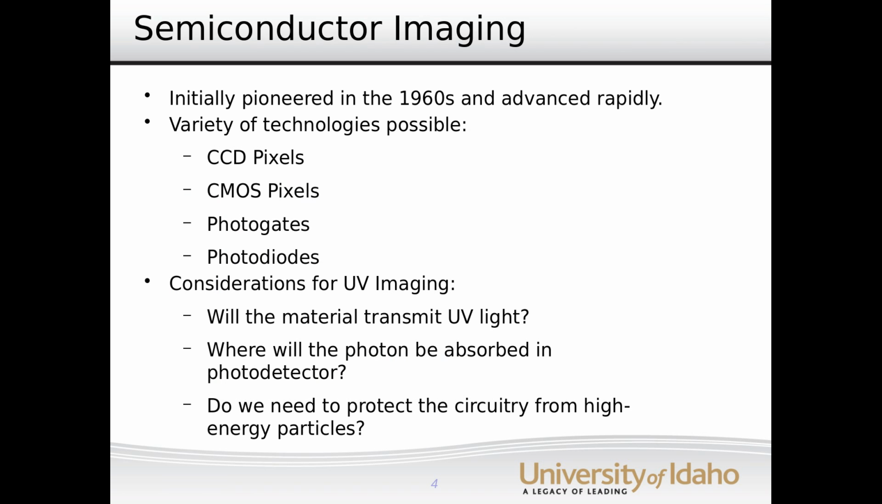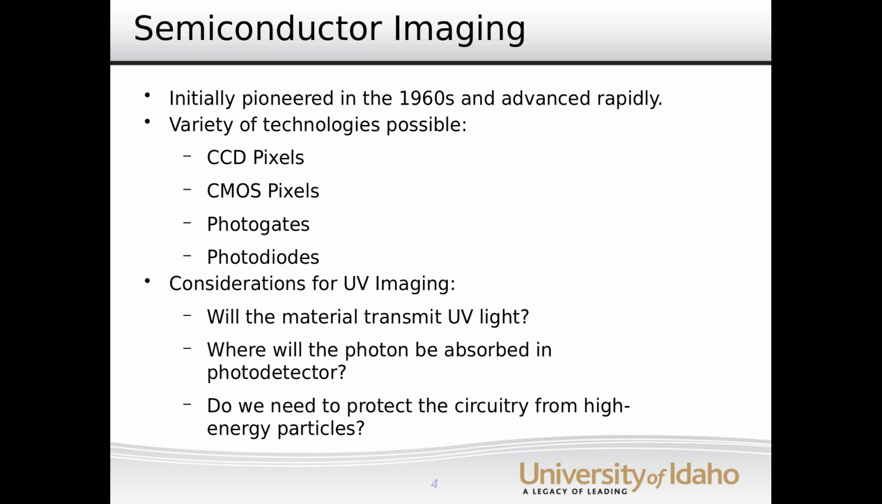In semiconductor imaging, as we should know from the class, it was initially pioneered in the 1960s and advanced fairly rapidly from there. There's a variety of technologies possible: CCD pixels, CMOS pixels, using photogates and photodiodes, and a variety of photodiodes. When we're taking a look at semiconductor imaging for UV imaging, some things to consider are, will the material transmit UV light? Since we can't see it, we need to pay attention to this to make sure that we're not accidentally filtering out this light when we're trying to capture it.